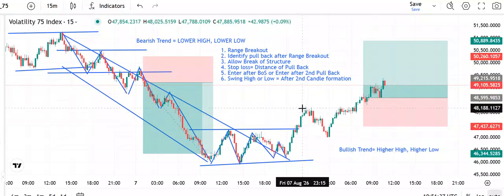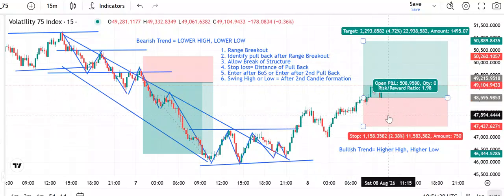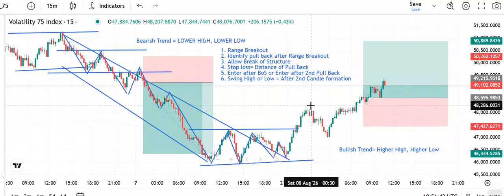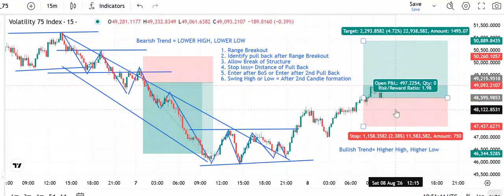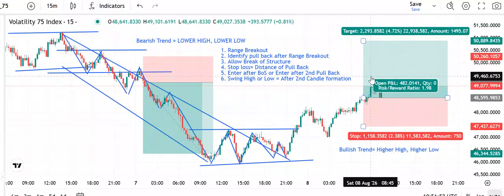So when you have your pullback, the pullback will be your stop loss, expecting that price will not drop lower than this pullback at any point in time. So that will be your stop loss. Then a ratio of 1 to 2 or 1 to 3 could be your take profit.